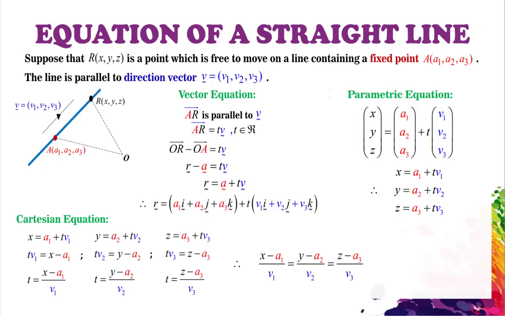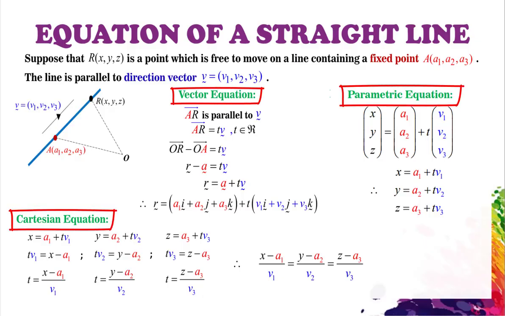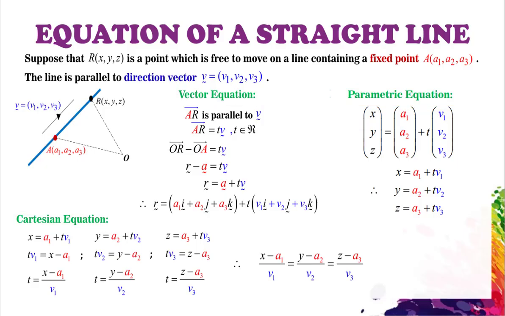Suppose that R is a point which is free to move on a line containing a fixed point A. In other words, R is a random point and A is a fixed point on the line. The line is parallel to direction vector, which is denoted as V. There are three forms of equation of a straight line: vector equation, parametric equation, and Cartesian equation. Starting with vector equation, we know that AR is parallel to V, and then we're going to have AR equal to tV, where t is an element of real numbers.